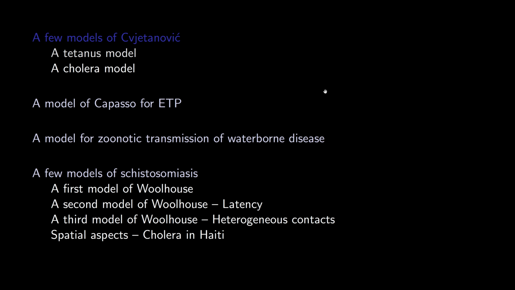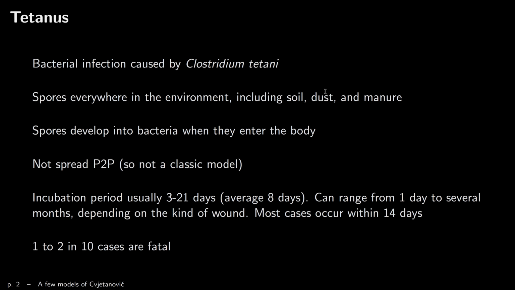So the first one that I want to show you is a model for tetanus. Tetanus is a bacterial infection. It's caused by a bacterium called Clostridium tetani, or tetani, it depends where you are from. And what's important with tetanus is it's the prototypical environmentally transmitted pathogen because it's everywhere. There are spores everywhere in the environment, in the soil, in the dust, in manure. And those spores develop into bacteria when they enter the body. They are not spread person to person.